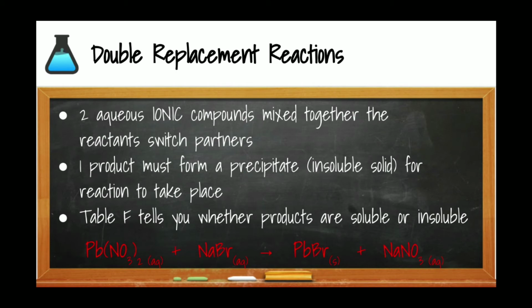Now let's look at double replacement reactions. Double replacement reactions occur when two aqueous compounds are mixed together and the reactants switch partners. One product must form a precipitate or an insoluble solid for the reaction to take place. Otherwise, no reaction will occur. Table F will tell you if the products are soluble or insoluble.